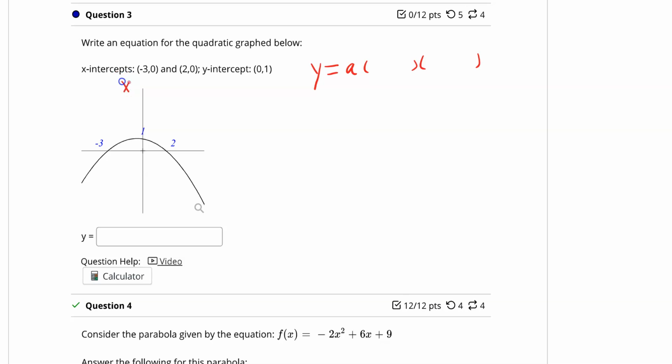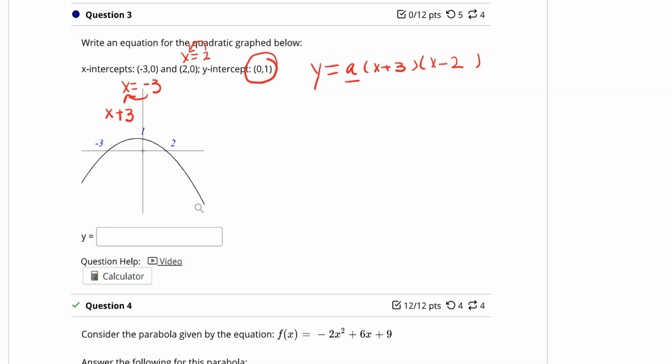So I'm first going to apply my x-intercept. Since this is x equals negative 3, if I move that over, I get x plus 3 for the factor. And then with this one, this is x equal to 2, and so if I move that over and get a factor, that's x minus 2. Now what we're going to do is we're going to use this y-intercept in order to solve for a, the change in width of the graph.